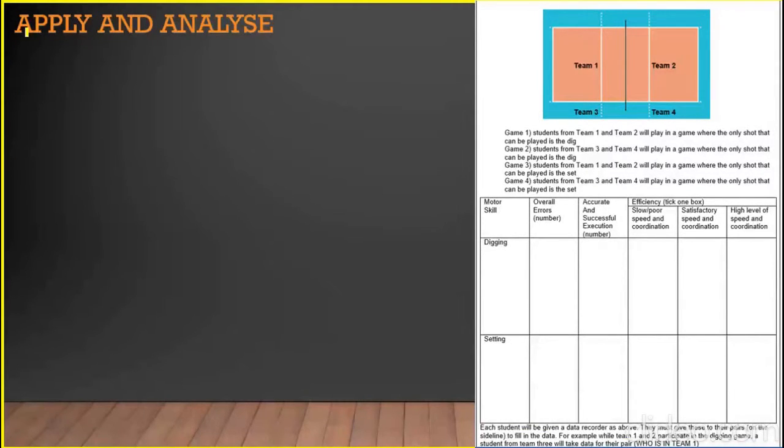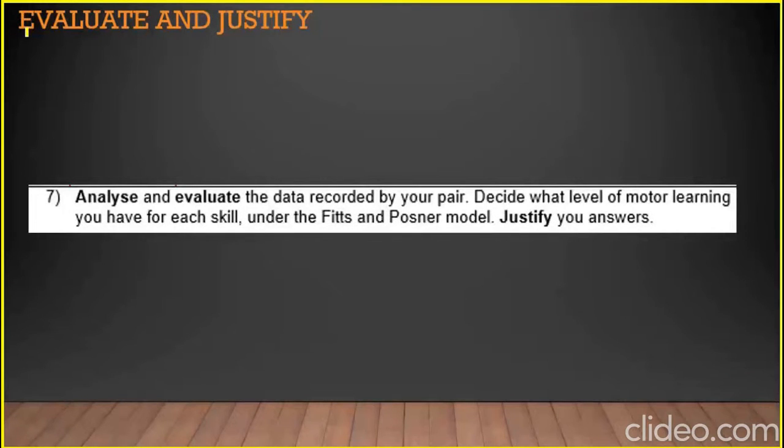This will be achieved as they perform. Their pair on the sideline will mark every error and perfect skill performed. Lastly, to evaluate and justify, students will evaluate the data and justify the decision for what level of motor learning they are for each skill. The choices on this lesson will be discussed more expansively when I discuss the PCK strategies.